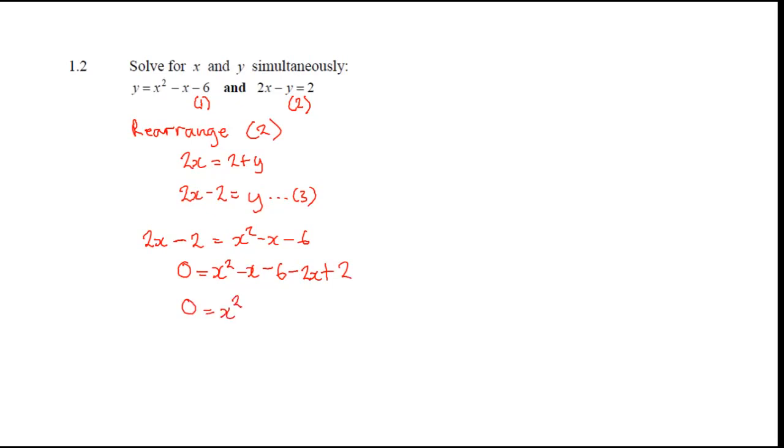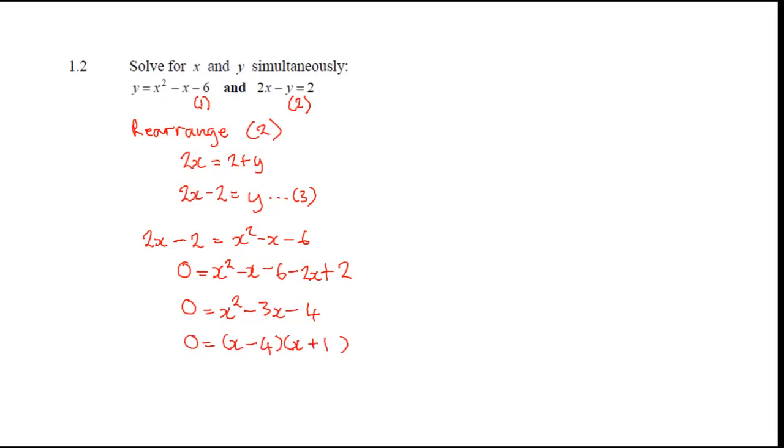Okay, like terms, so negative x minus 2x will give us negative 3x. Negative 6 plus 2 will give us negative 4. Okay, let's see if we can factorize that. Yeah, we actually can factorize that quadratic trinomial, so the factors of negative 4 that can add up to negative 3 are negative 4 and positive 1.